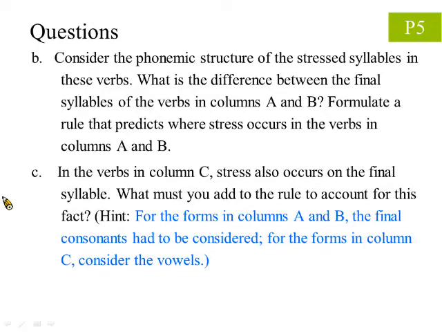Question B asks you to consider the phonemic structure of the stressed syllables in these verbs. What is the difference between the final syllables of the verbs in columns A and B? And formulate a rule that predicts where stress occurs in the verbs in columns A and B. Question C states, for the verbs in column C, stress also occurs on the final syllable. What must you add to the rule to account for this fact?